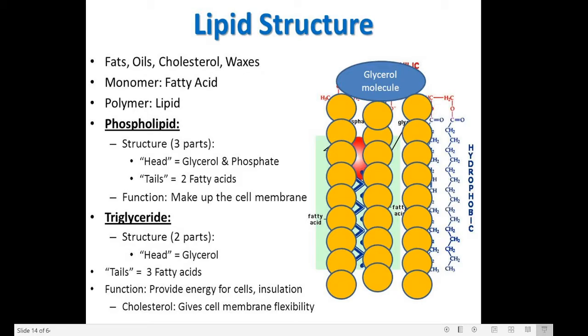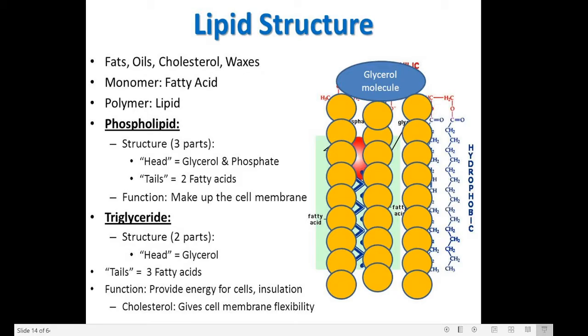That structural part: the head is the glycerol, and the tail is made up of two fatty acids, three fatty acids. It has two parts. The head is glycerol, and the tail is made up of three fatty acids. The function of this is also cell membrane flexibility. Phospholipids make up the cell membrane.